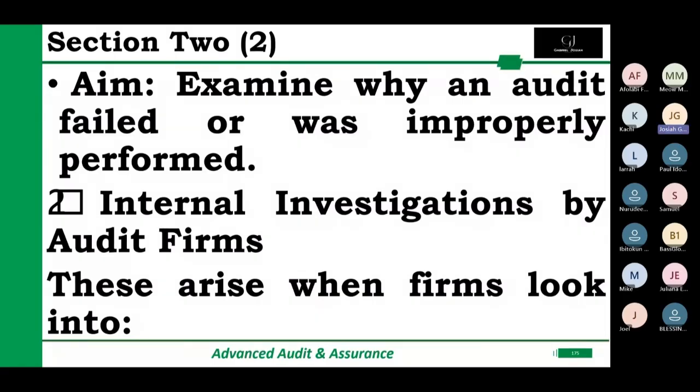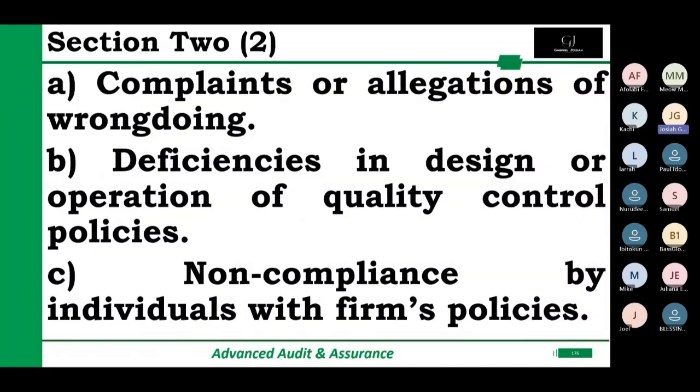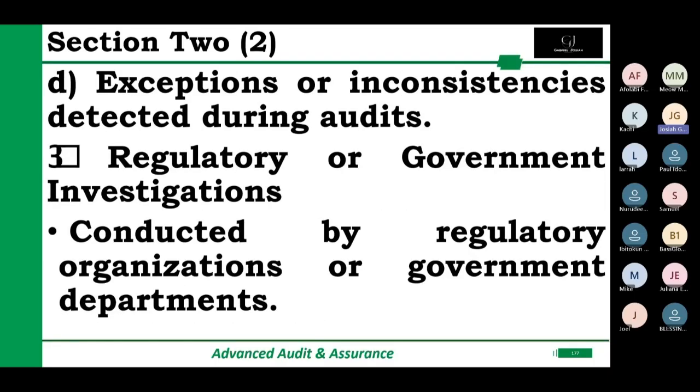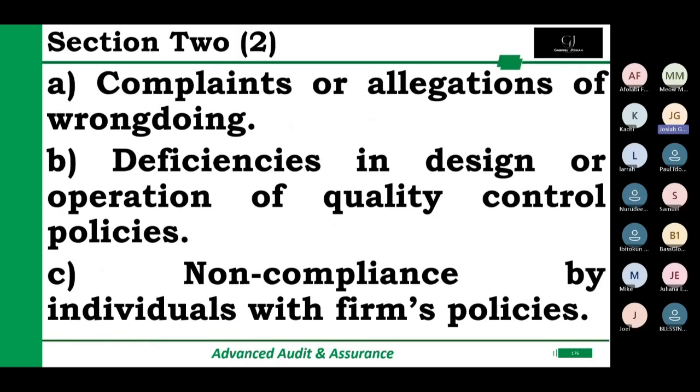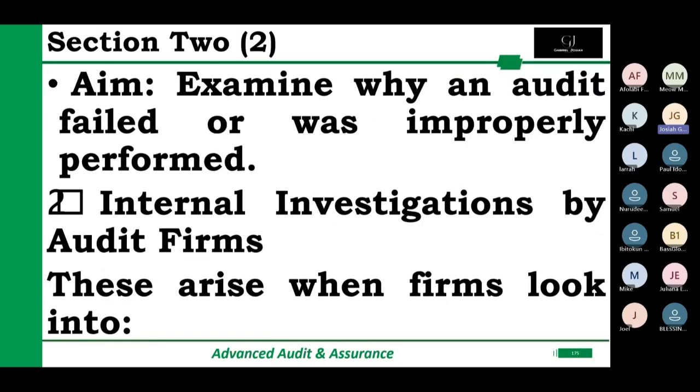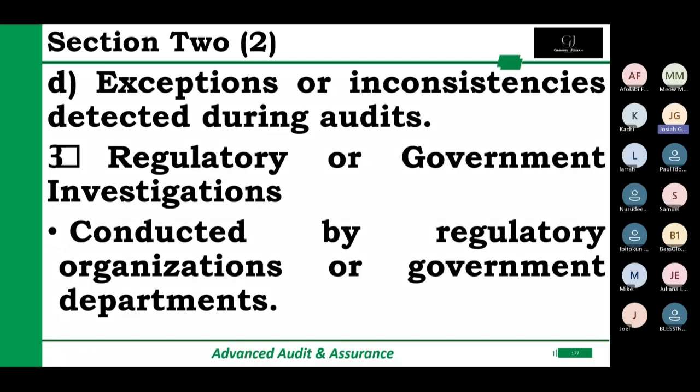Number two, internal investigations are also mentioned in the IAASB handbook around investigations by audit firms. These arise when firms look into complaints or allegations of wrongdoing, deficiencies in the design or operation of quality management or quality control processes for audit firms, or non-compliance by individuals with the firm's policies in carrying out audits. Areas of exceptions or inconsistencies detected during audits could warrant investigations by audit firms. Peer reviews: an audit firm could be asked to check another audit firm also.